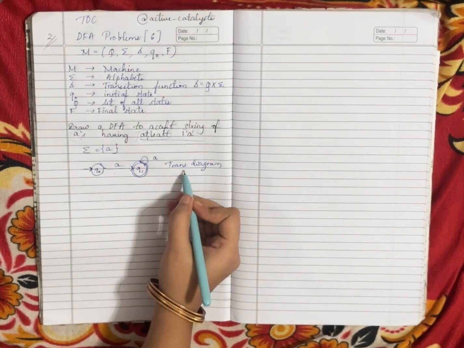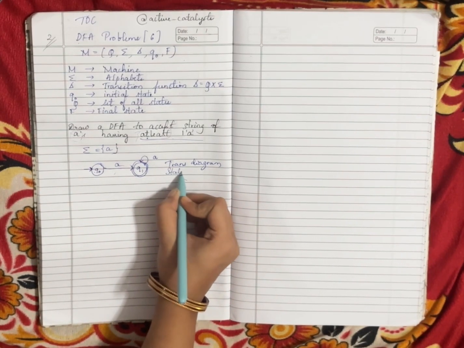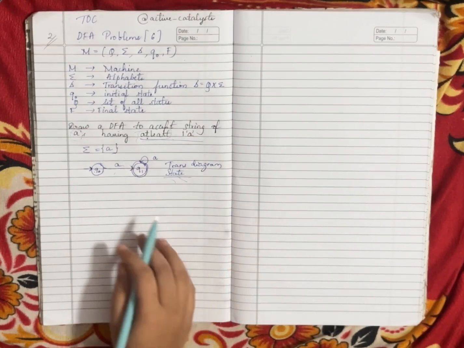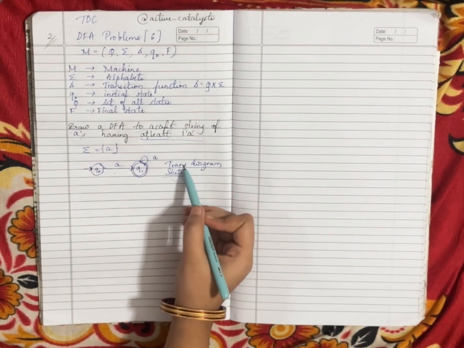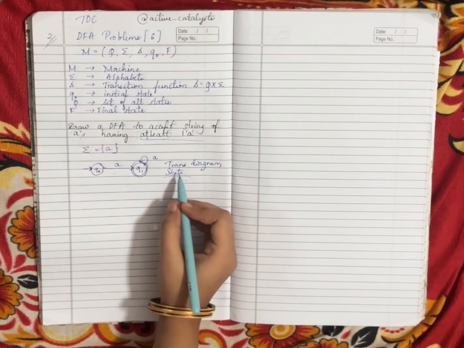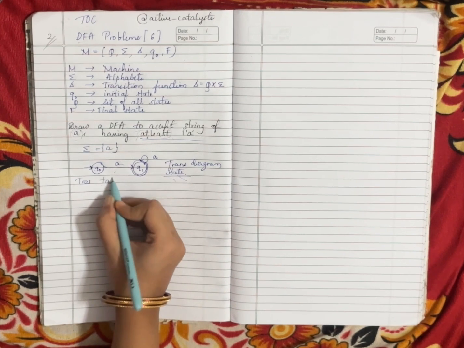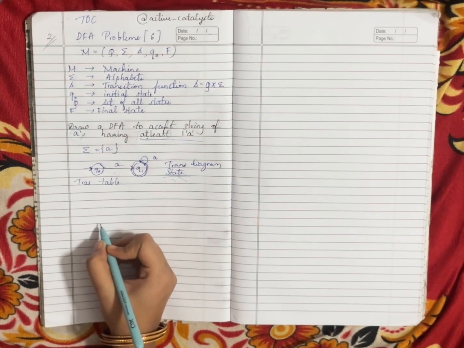Okay, after drawing the transition diagram, which is also called a state diagram. So if the question asks for a state diagram, don't get confused. Both the transition diagram and the state diagram are the same. For this only, now we have to draw the transition table. Now, how to draw this transition table, I'll tell you.